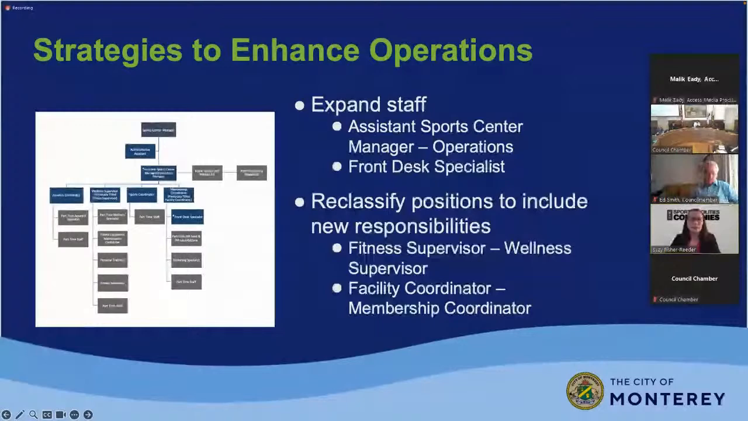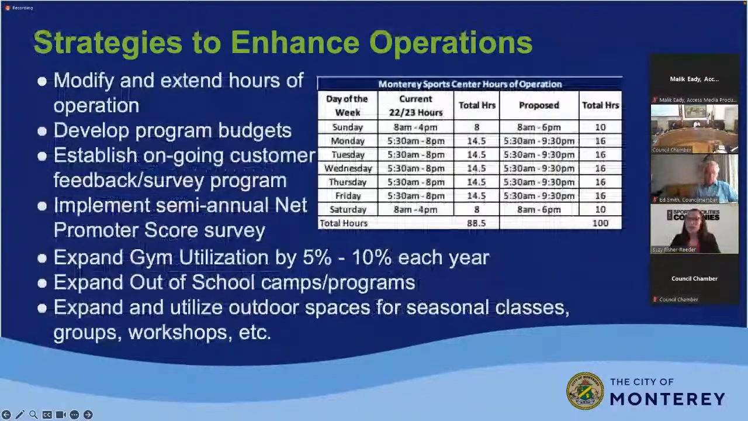Additional strategies to enhance operations include extending the facility hours later in the day to accommodate later classes and individuals who desire evening workouts. That was something that we saw in the survey responses that we received. Develop program-specific budgets to track program cost recovery, assist with program planning and resource allocation, and provide accountability and control of those programs. And implement a semi-annual Net Promoter Score to survey and assess membership satisfaction and loyalty.